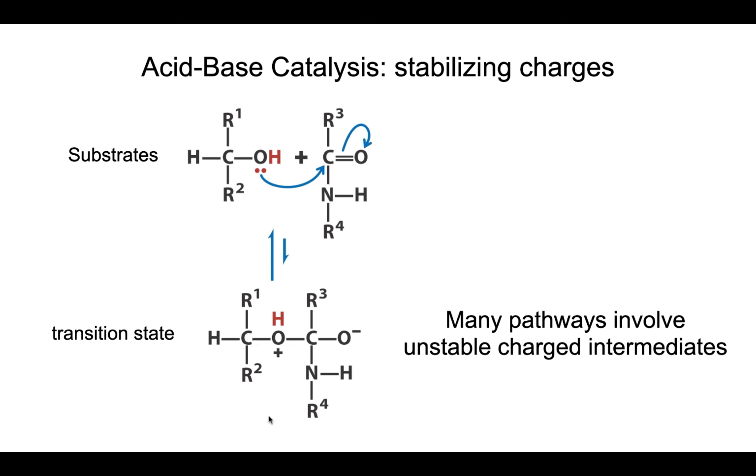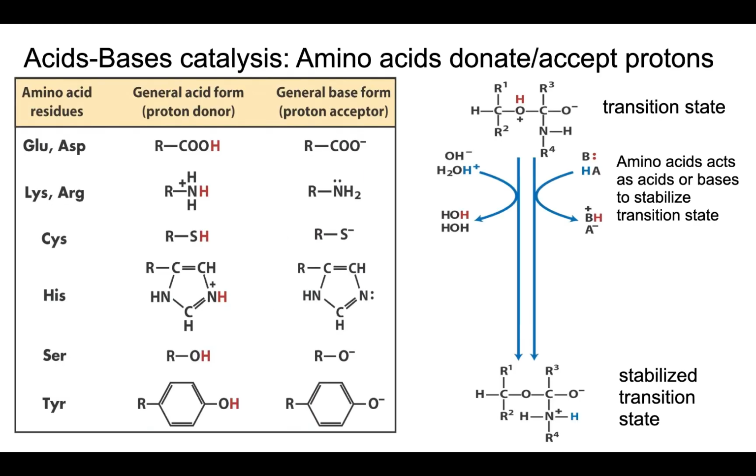This is where an enzyme can help. An enzyme can act as a base to take that hydrogen and act as an acid to add a hydrogen here. Let's see how that can happen. Here's our unstable transition state. Here's that hydrogen we want to remove.